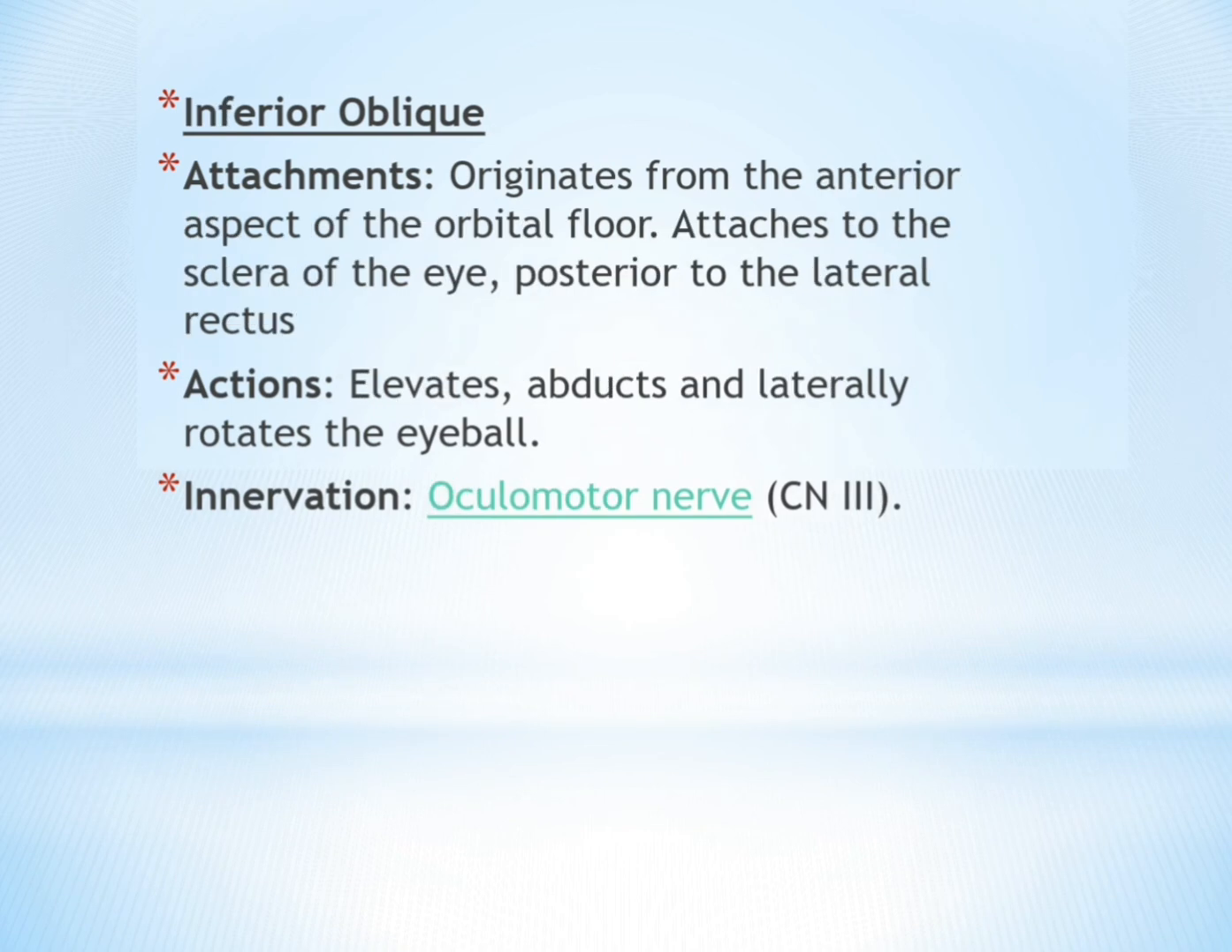Inferior oblique originates from the anterior aspect of the orbital floor and attaches to the sclera of the eye posterior to the lateral rectus. Actions are to elevate, abduct, and laterally rotate the eyeball, and innervation is by the oculomotor nerve, which is cranial nerve 3.